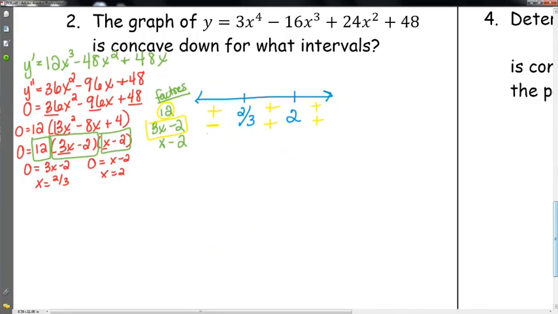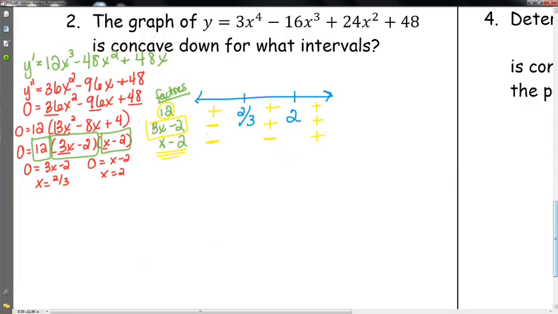So now I'm going to come down to my last factor. If I plug in a value less than 2/3, say 0, 0 minus 2 gives me a negative 2. That's a negative number. If I pick a number between 2/3 and 2, say 1, 1 minus 2 also gives me a negative number. And finally, if I pick a number greater than 2, let's say 3, 3 minus 2 is a positive number. And so now I can just multiply through.